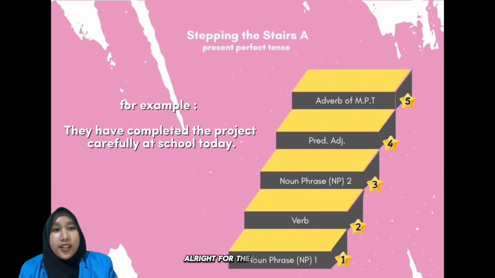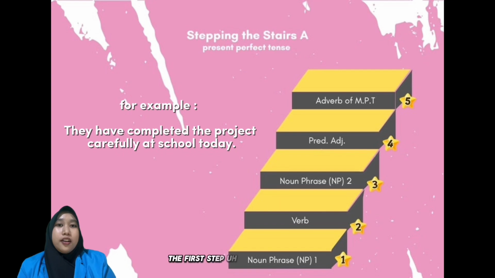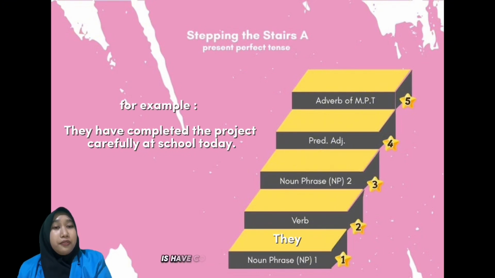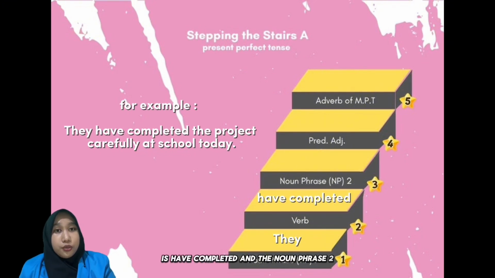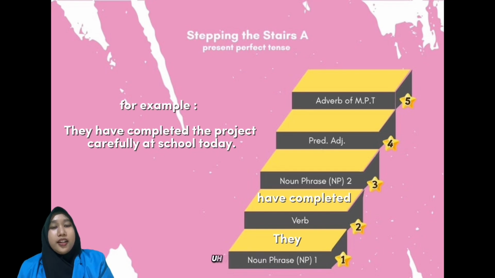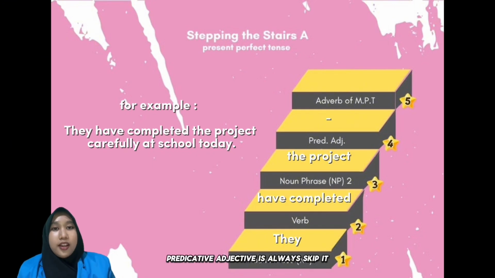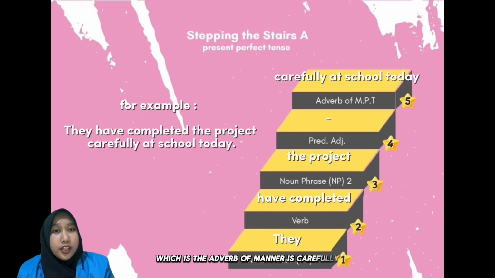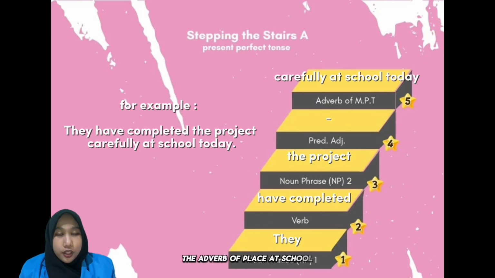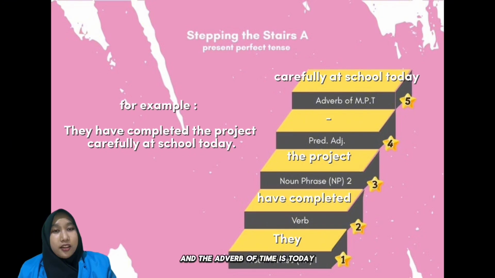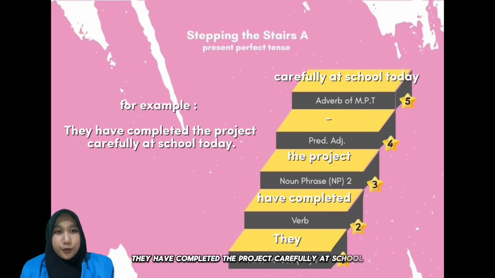Alright, for the noun phrase 1, the first step, or we call it NP1, the subject is they, and the verb, which is the second step, is have completed, and the noun phrase 2, or the object, NP2, is the project, and then the next step, predicative adjective, is always keep it. And we're going to the last step, which is the adverb of manner is carefully, the adverb of place at school, and the adverb of time is today. So the complete sentence is they have completed the project carefully at school today.